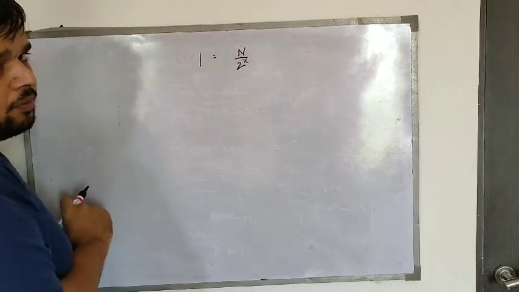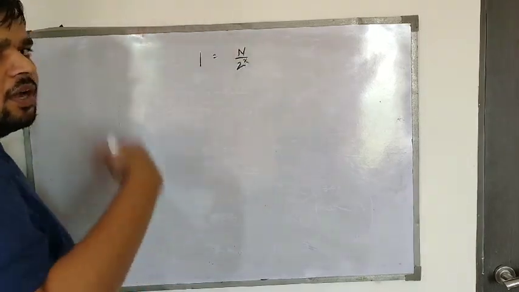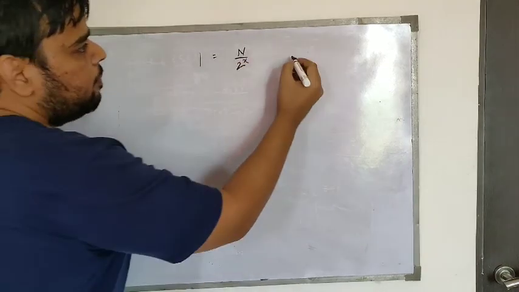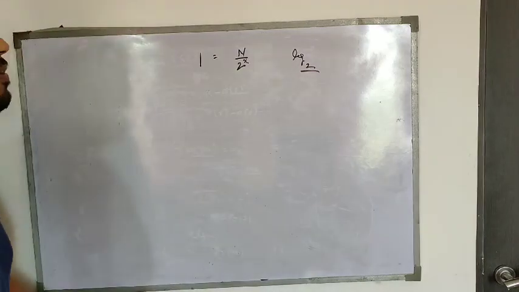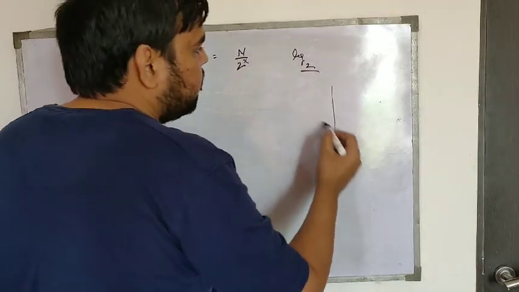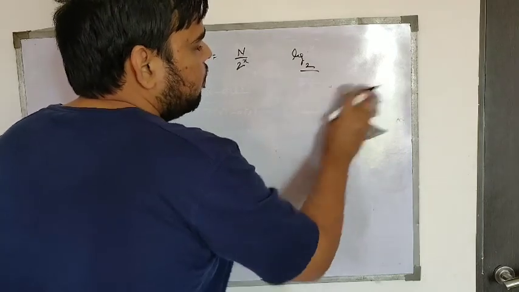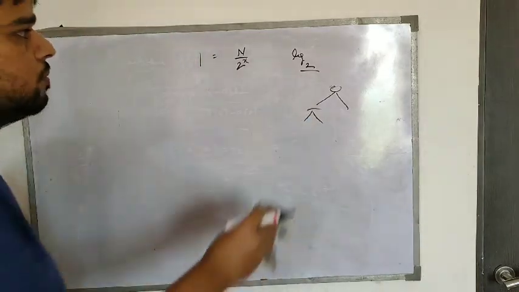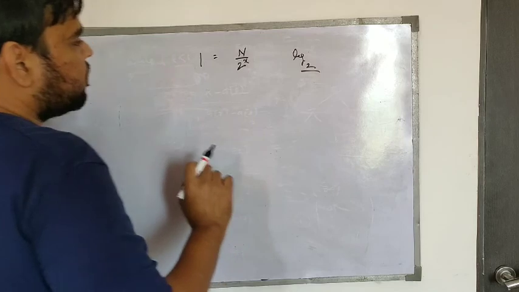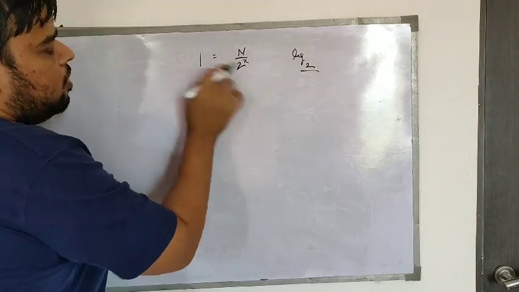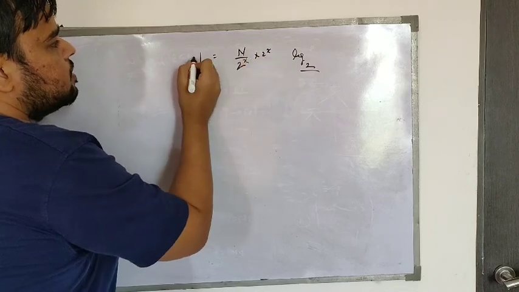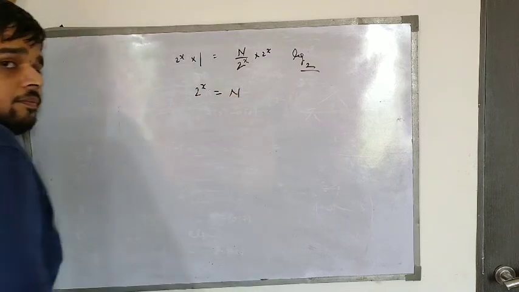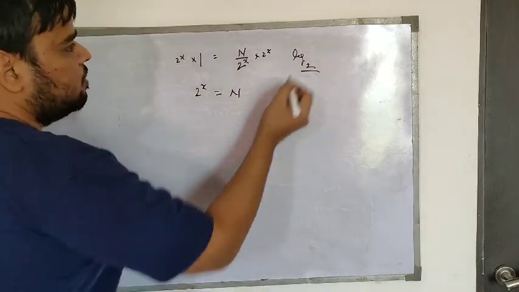So 1 is equal to n by 2^x. We are dividing again and again by 2. So now let's take the log of both sides, with base 2. Why with base 2? Because every time I divide my problem into two halves. Every time my problem is divided into two halves, so that's why I'm taking log with base 2. Before taking the log, just multiply both sides by 2 to the power x. So it will be 2 to the power x is equal to n. Now take the log with base 2.